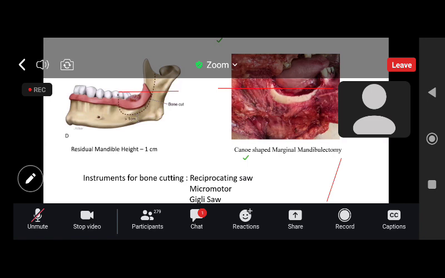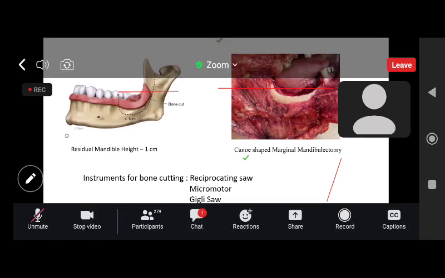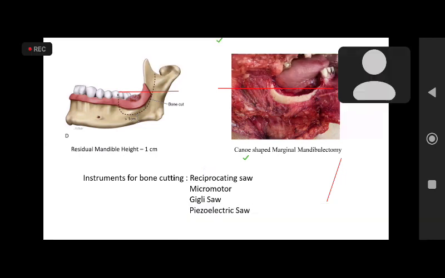Okay. First is the shape of the marginal mandibulectomy. The edges should not be right angle. So it is described as canoe shaped or boat shaped, or consider it as an arc of a circle. The idea is that the masticating forces should not fall upon the remnant mandible at 90 degrees. They should be evenly distributed. Otherwise, this may cause a traumatic fracture. So that's point number one.